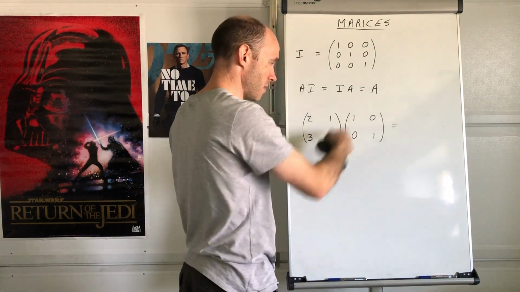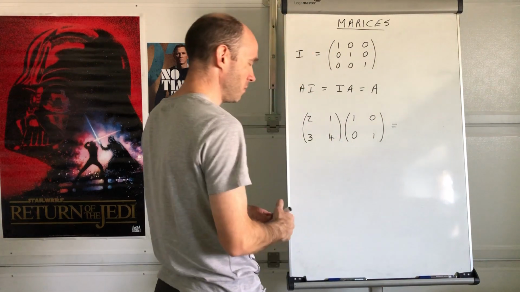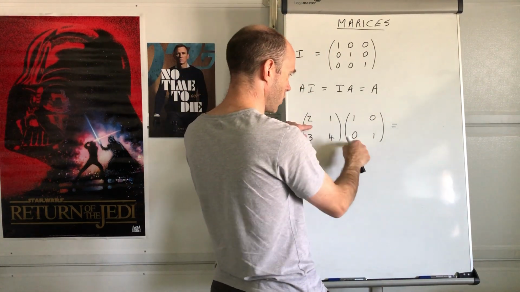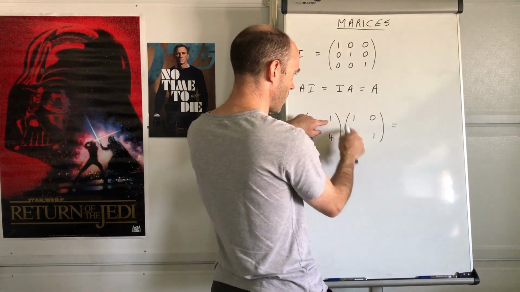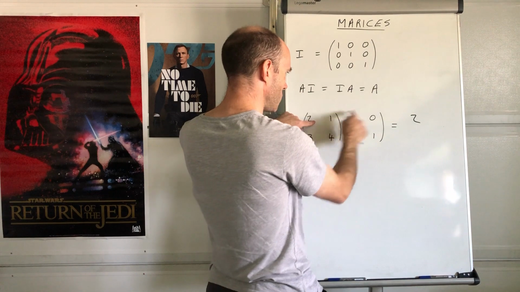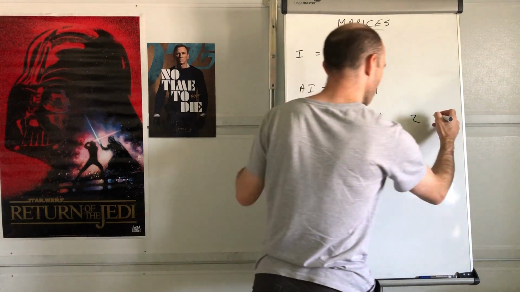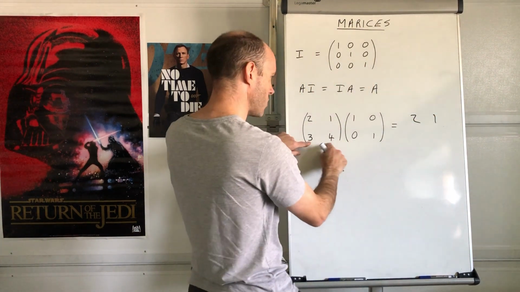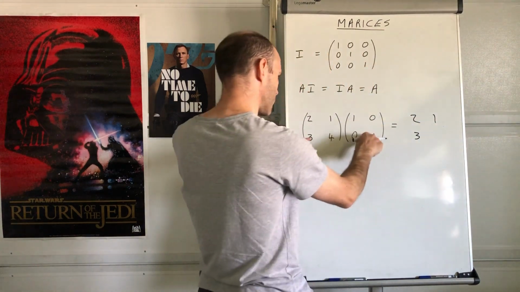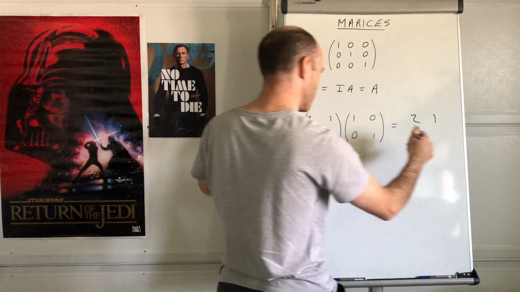I'm going to show you a simple example. So in 2 by 2 form, multiply this by this. Looking at the rows and columns, you've got 2 times 1, 1 times 0. So the first element is 2. And then you move to the next column, 2 times 0, 1 times 1, you get 1. And then here, next row, 3 times 1, 4 times 0, you get 3. And then last, you get 3 times 0, 4 times 1, 4.